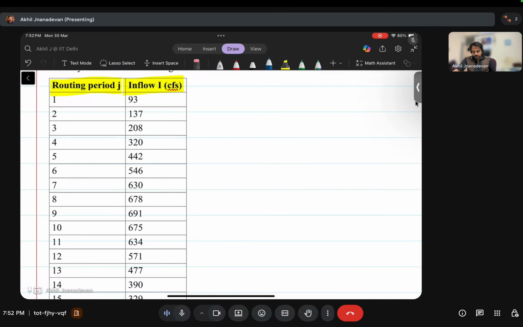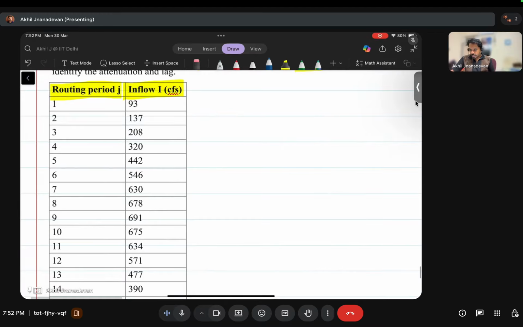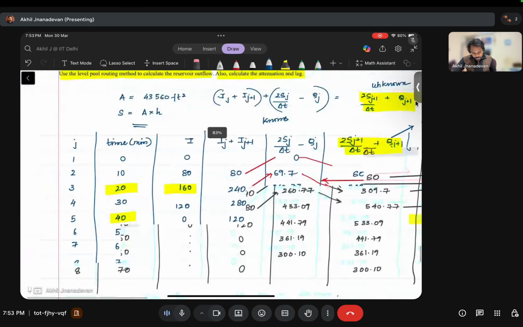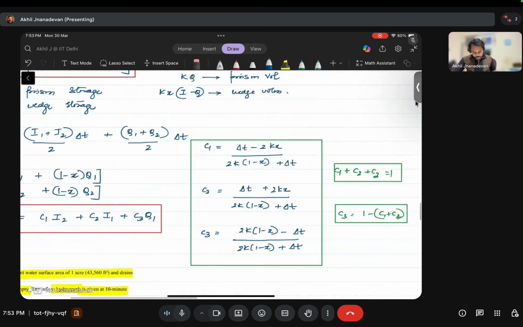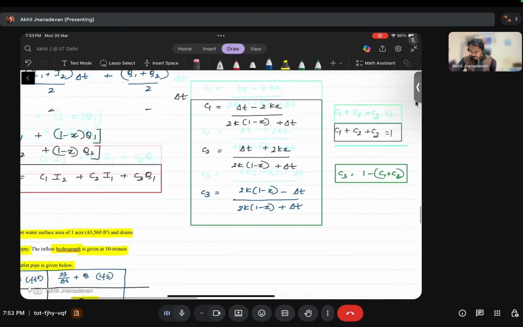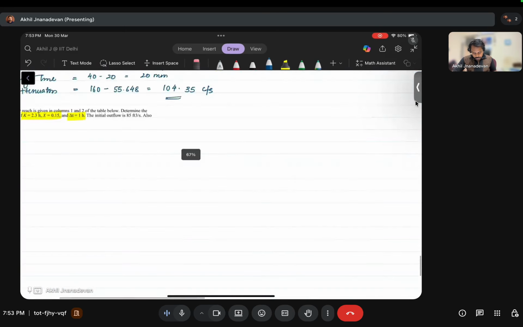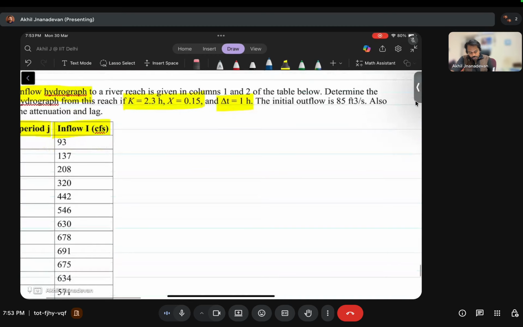So the very first step, we need to find C1, C2 and C3, that is the constants. The equations we have already mentioned here. So these are the equations to be used for C1, C2 and C3. I'm directly substituting those equations.